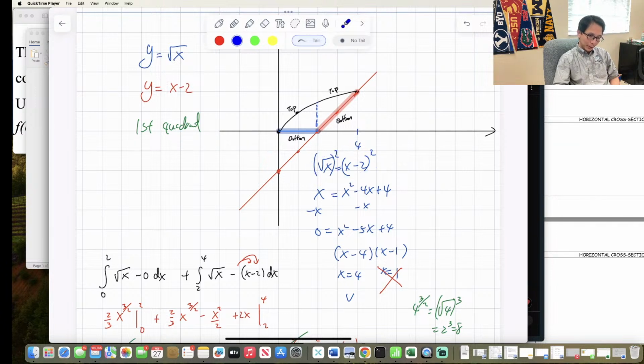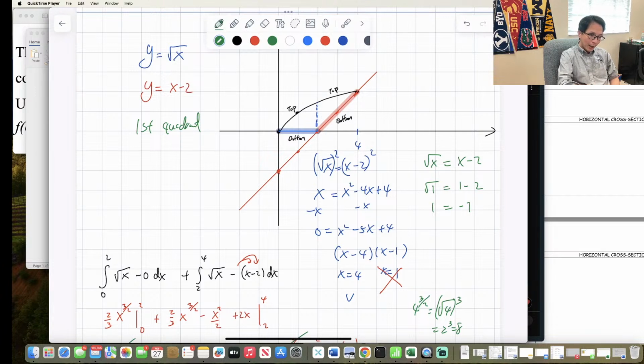One thing is you can plug it in. Sorry, that's a good question. So square root of x equals x minus 2. I'm going to plug in 1. So square root of 1 equals 1 minus 2. 1 is equal to negative 1. So that's extraneous. Is there a way to tell which is the top and bottom without having to draw it out? I won't prefer that. I will always prefer drawing over anything.